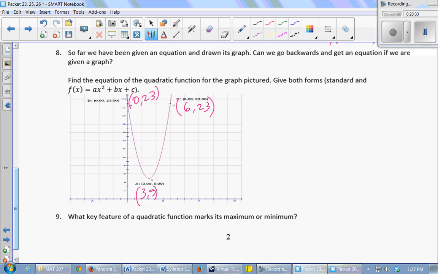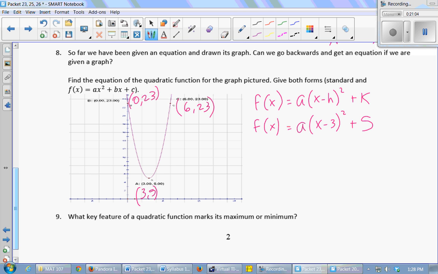Okay, so for vertex form, I have the vertex, I know what it is, so the vertex form is going to be the easiest one to use. So f of x is going to be a times x minus h squared plus k, and I immediately know h and k off the bat because I was given the vertex. So I plug them in. So I have a times x minus 3 squared plus 5. And then my only question is, what is a?